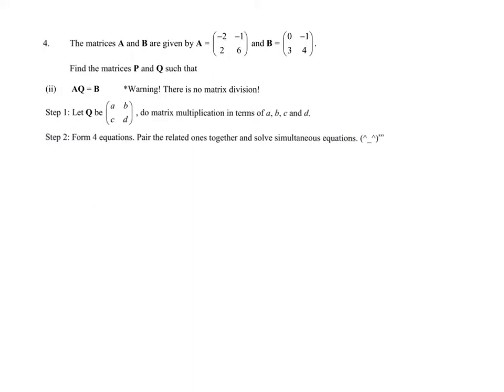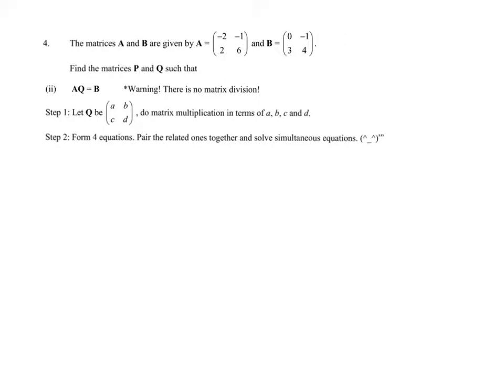Okay, part 2 of the question. Now I crop the picture a little bit so that I can see my matrices. Now find the matrix Q such that A times Q equals B. Now be warned that there is no matrix division in this case, only multiplying by a scalar multiple. But since A is actually a matrix itself, what we need to do is perform matrix multiplication.